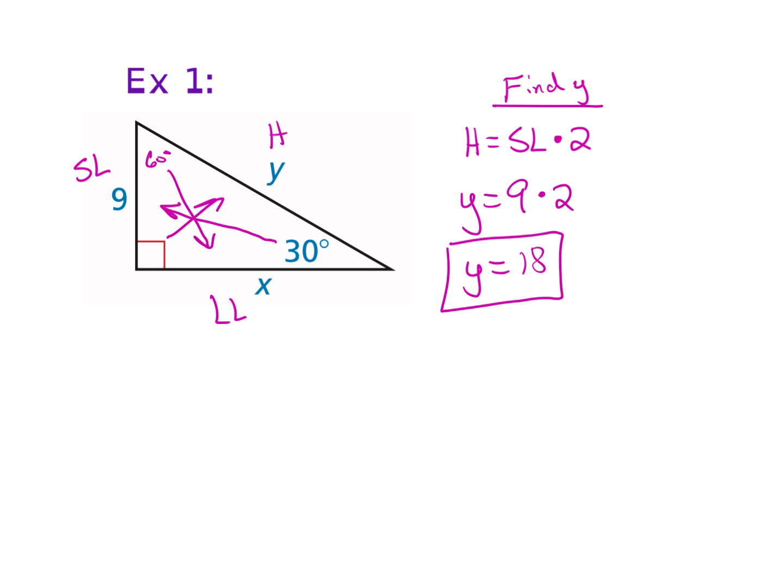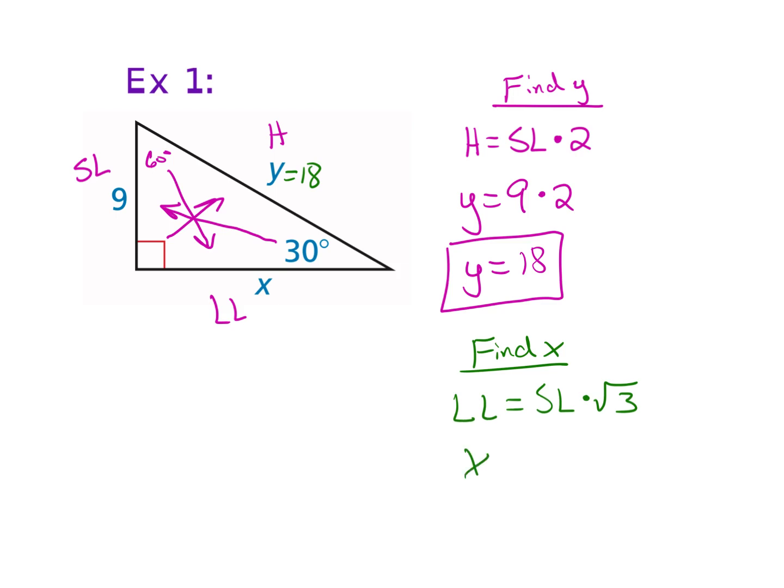All right. Next, let's find x. If it helps, you can come up here and say y equals 18. Just plug it in. So x is my long leg. So what I need to do there is use the formula, look for long leg. So long leg is equal to short leg times the square root of 3. Okay. Plug in for it.